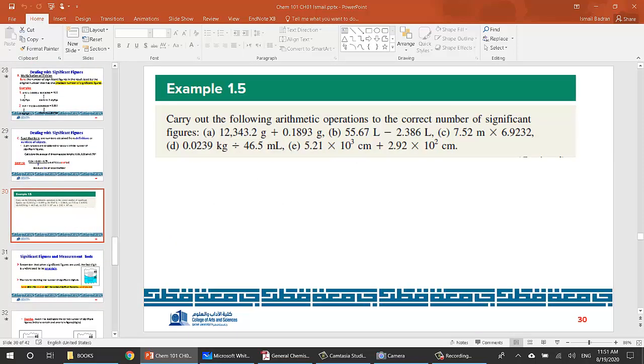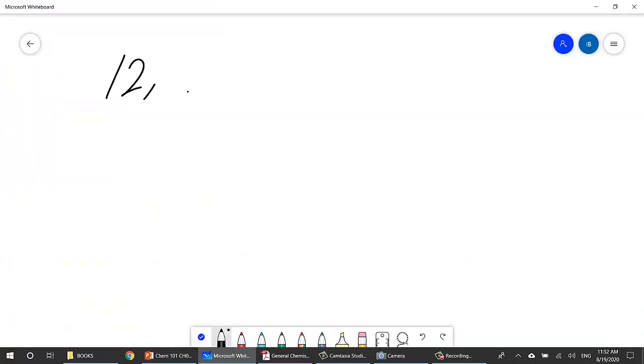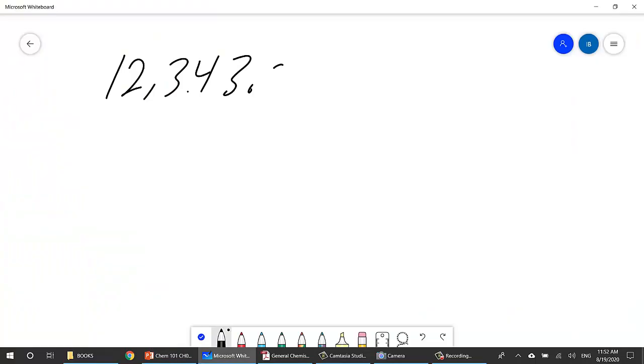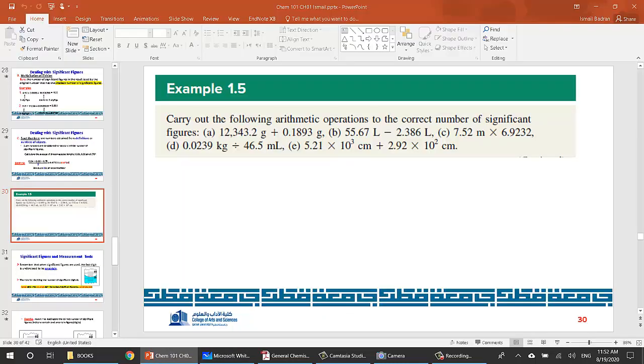This is an example here. Carry out the following arithmetic operations to the correct number of significant figures. Let's do that step by step. So we have here 12,343.2, where the comma is between the thousands, plus 0.1893.